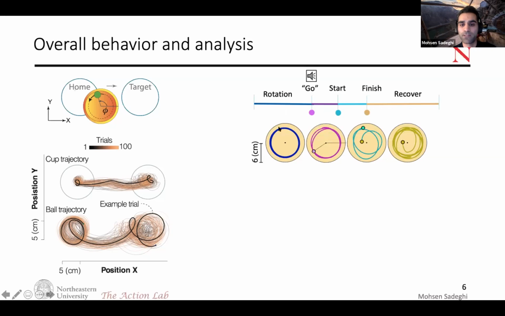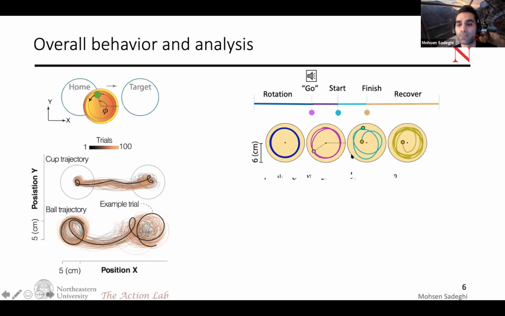So at the rotation phase, you have a fairly stable rotation of the ball in the cup, and then there's a go cue signal that's introduced, and then the translation is initiated here and ended here, and then the recovery, basically when they restore the ball rotation.